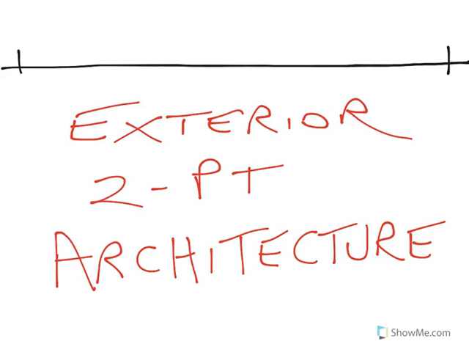Let me quickly show you how to draw exterior two-point architecture. The first thing you need to understand is that our horizon line in this case is going to be high so that I can give you a nice view of the roof of this building. You also need to understand that I'm going to start by drawing the roof of the building.